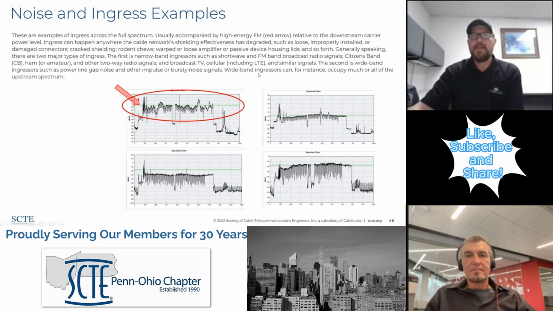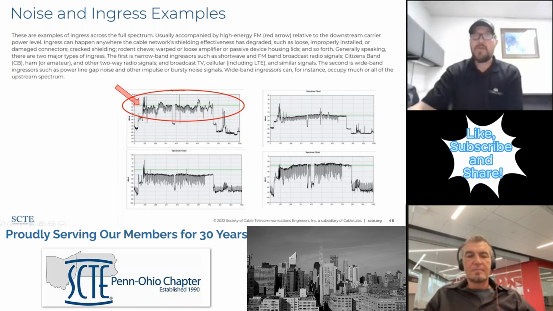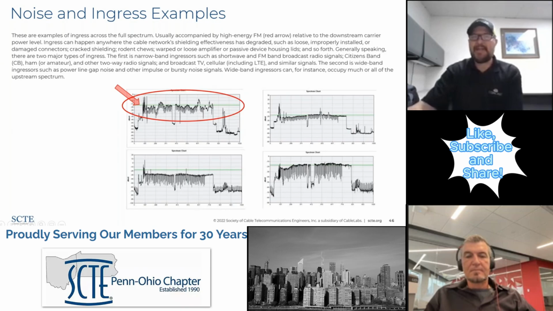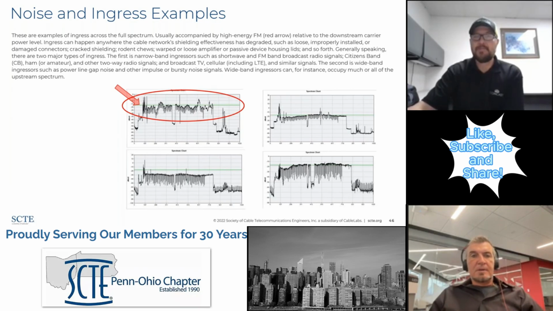In this first example, we see lots of impairments, but we want to draw particular attention to this first peak here, which, if you'll notice, is in the 87 to 108 megahertz range, which is occupied by FM radios. So we're detecting at a very high level FM radio stations that are being interpreted by the customer premise equipment as energy in the downstream.